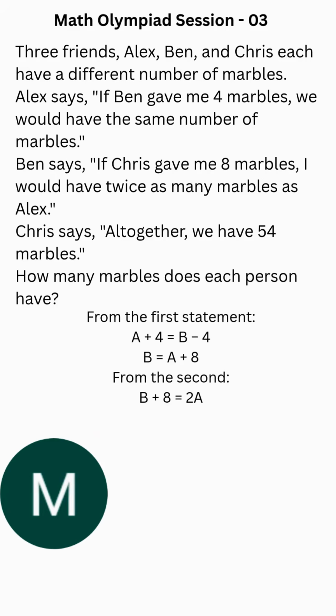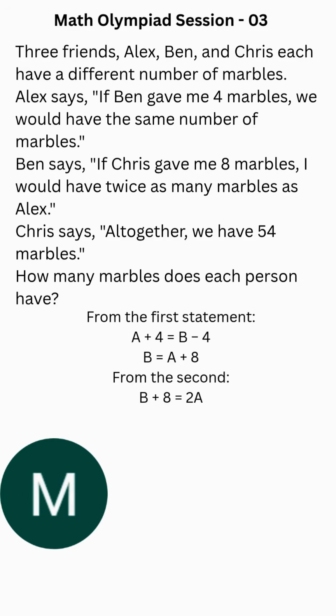Same goes for the second equation. If Chris gave me 8 marbles, that means we have to add 8 marbles to Ben, because Chris gave him 8 new marbles. He would have twice as many marbles as Alex. So that means now it's Alex multiplied by 2. This is what we get from the second equation.